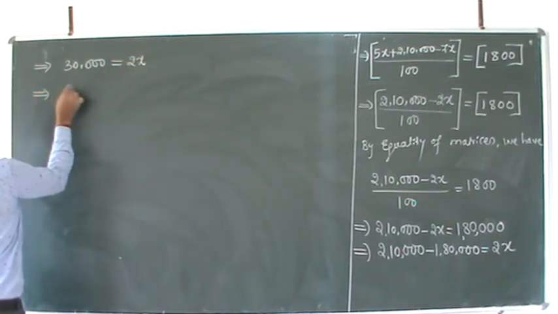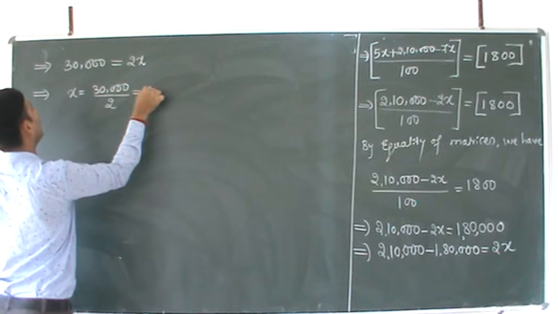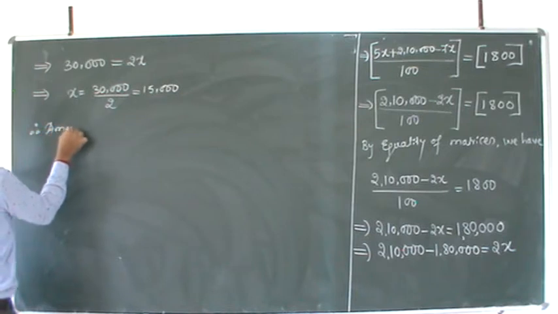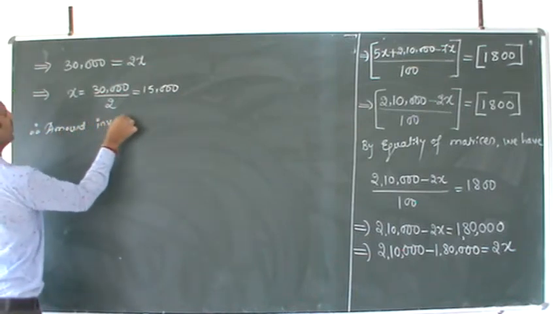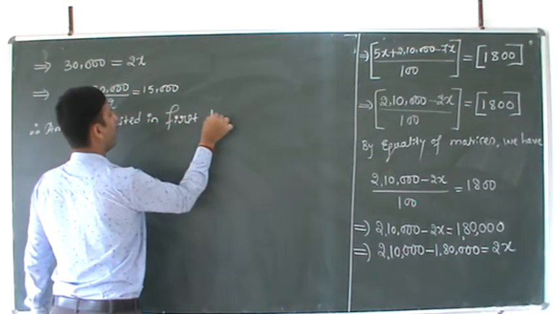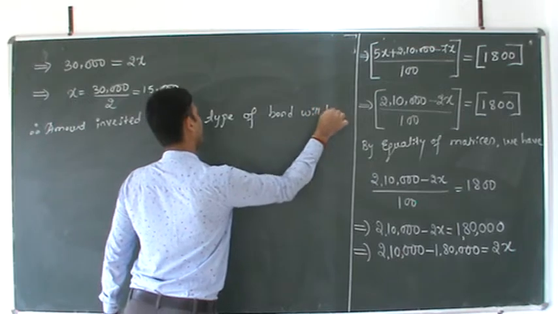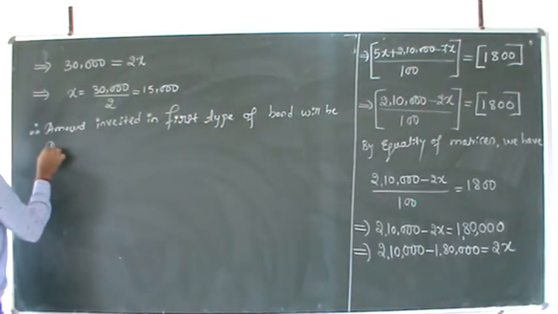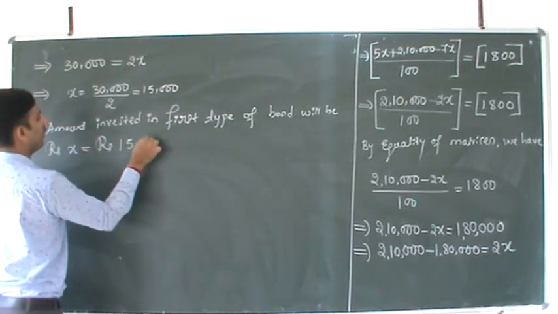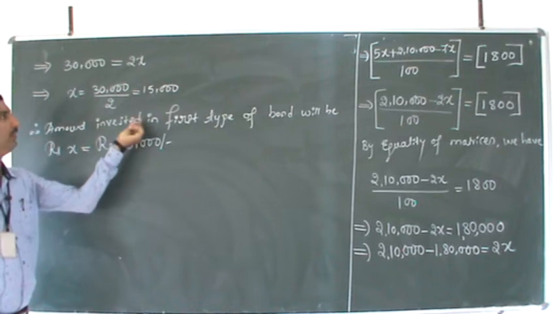What we have to find out? x is nothing but 30,000 divided by 2, which is nothing but 15,000. Therefore, the amount invested in first type of bond will be rupees x, which is nothing but rupees 15,000. Correct?